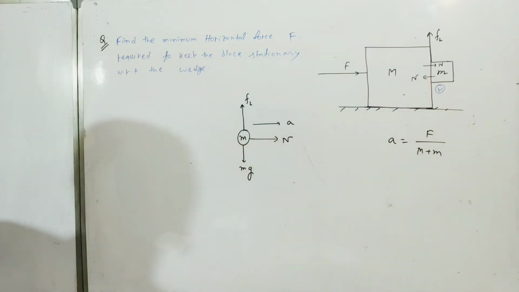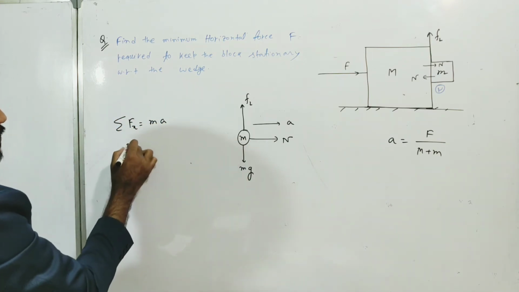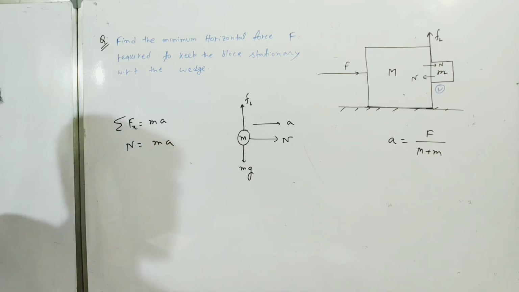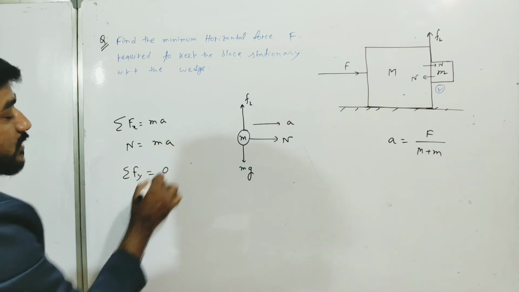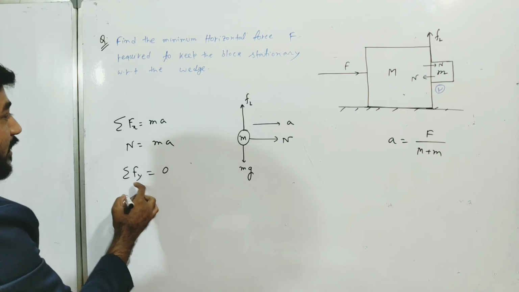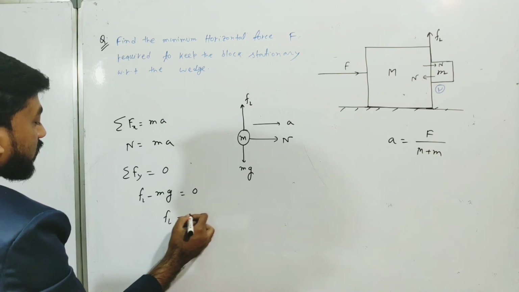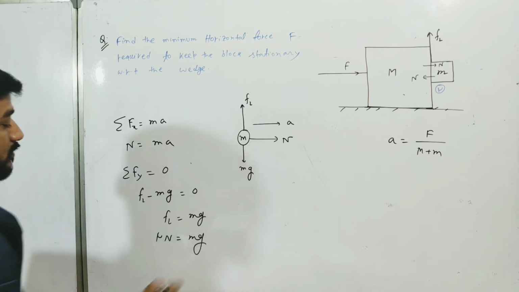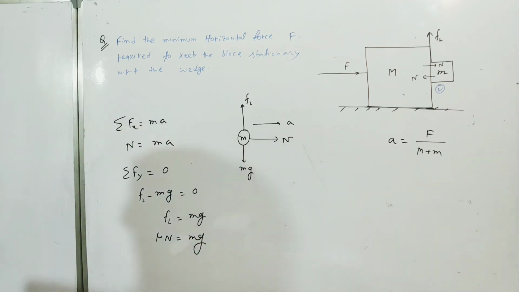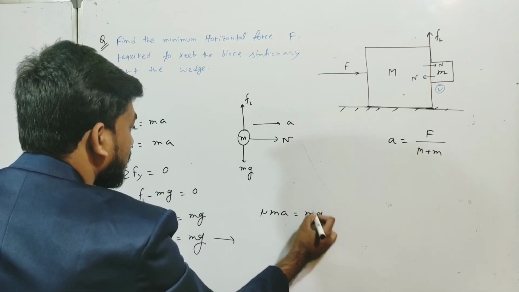Now if we use the equation of motion, summation Fx is equal to ma. Summation Fx is only one force, N, so that will be ma. Another equation we need is summation Fy is equal to 0, because there is no acceleration along the vertical direction, and this Fy is nothing but Fl minus mg. So Fl will be equal to mg, and Fl is obviously mu into N, so mu N is equal to mg. N is what? N is ma. So from here mu ma is equal to mg.